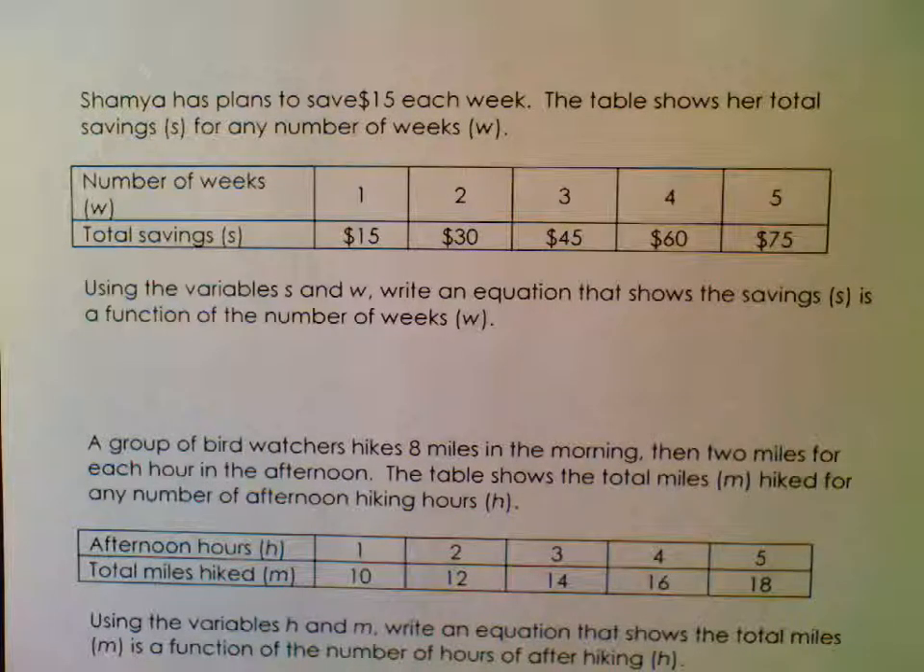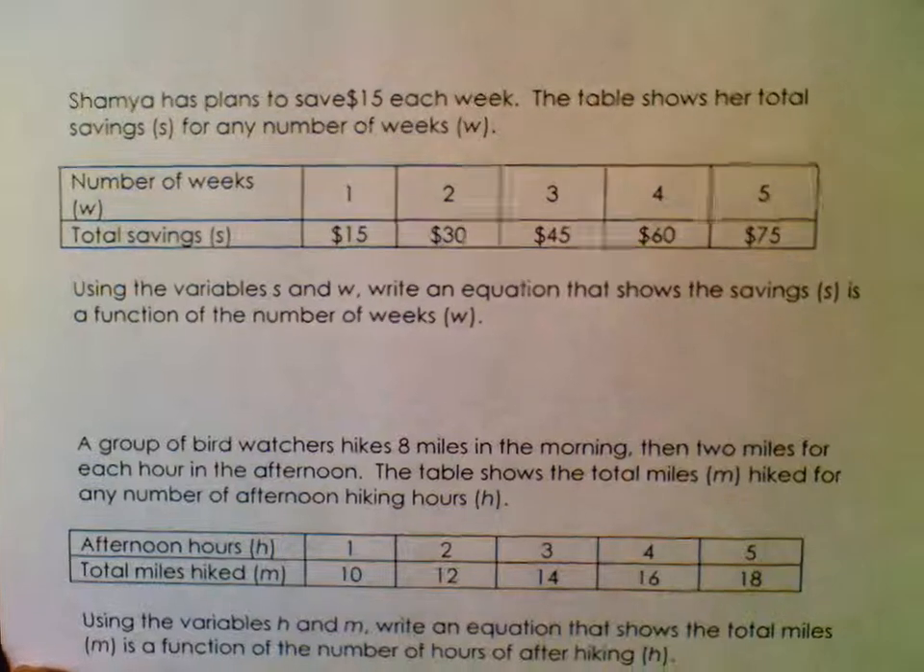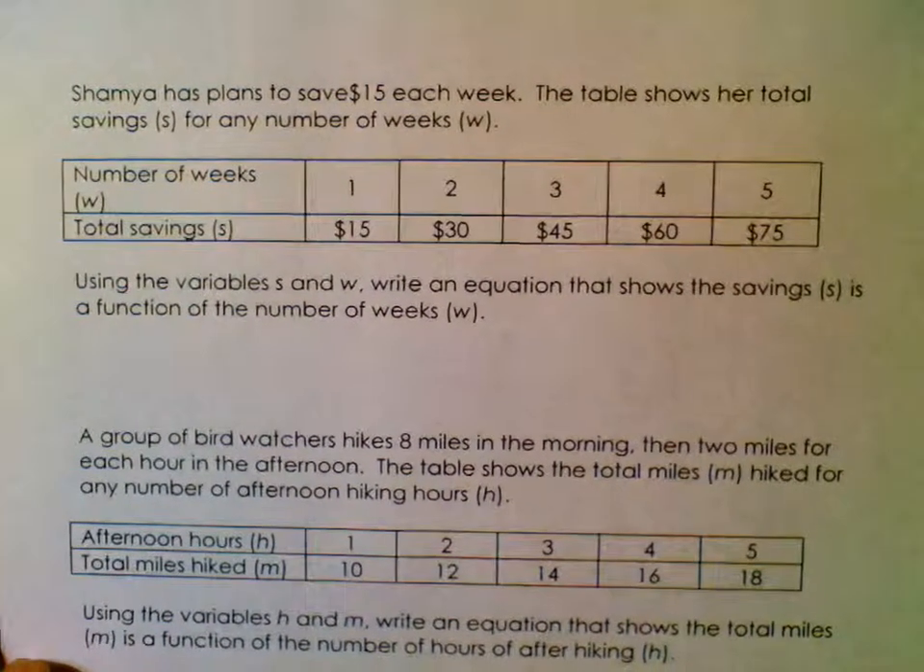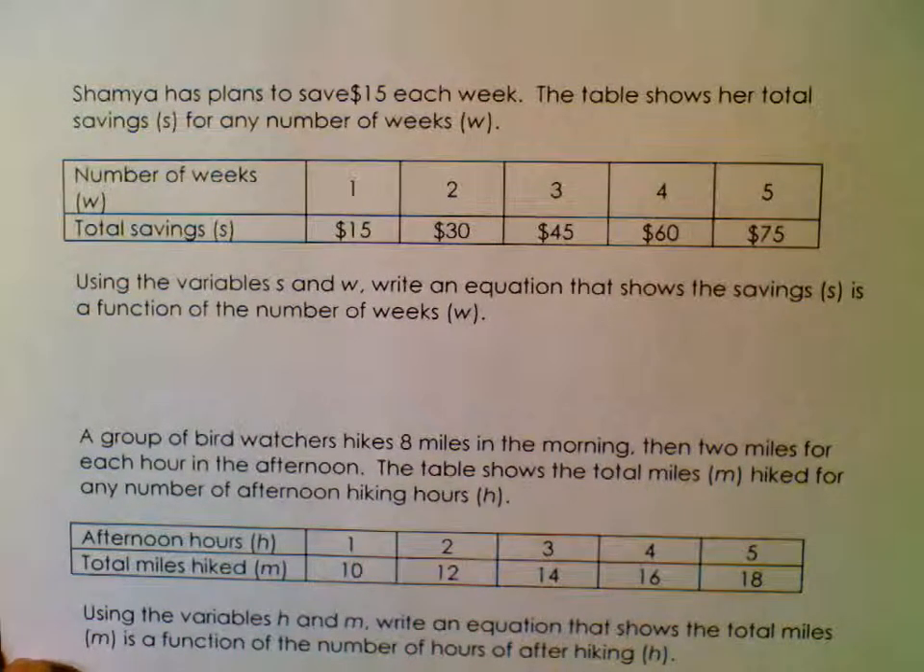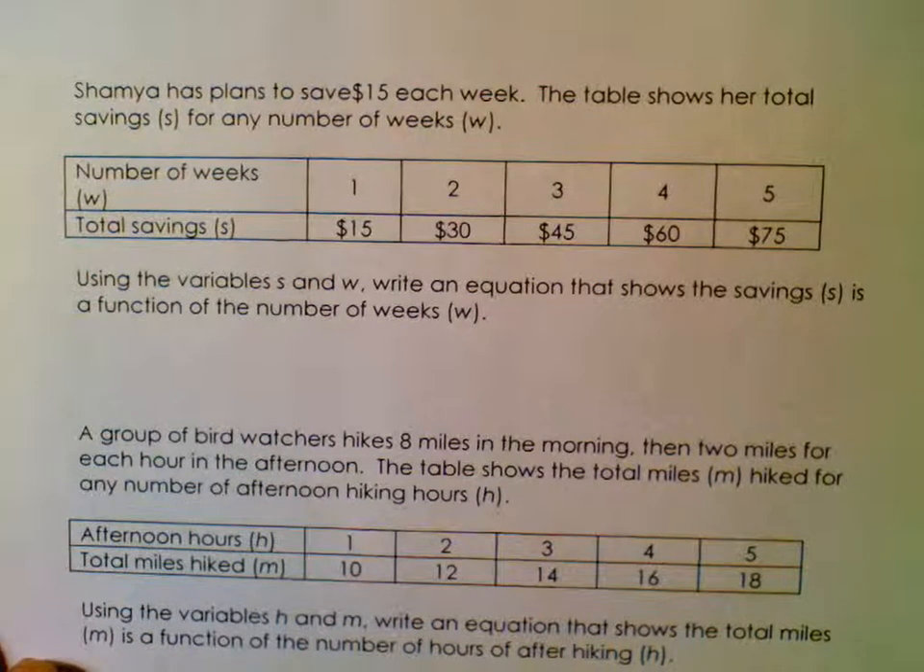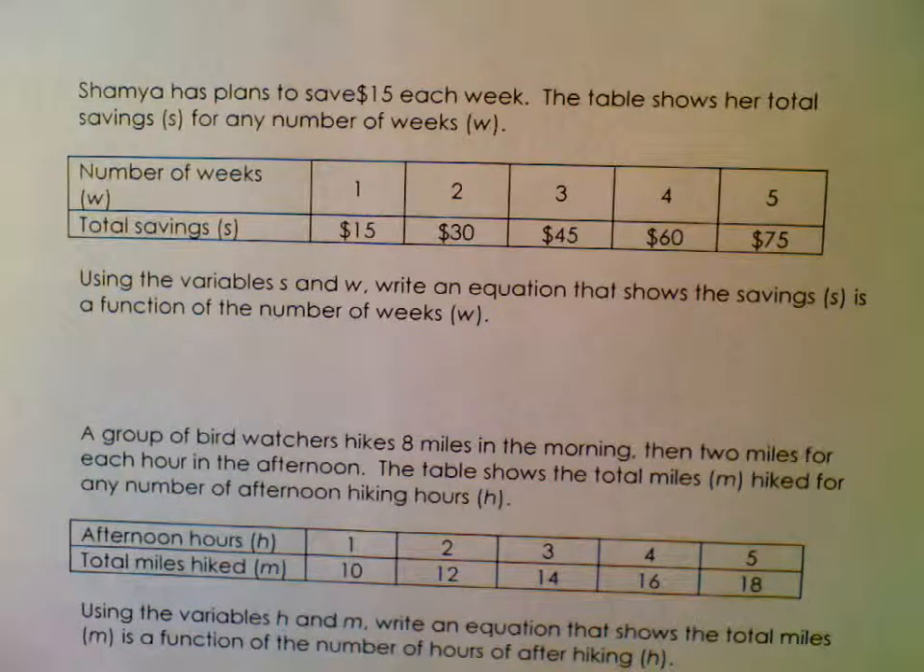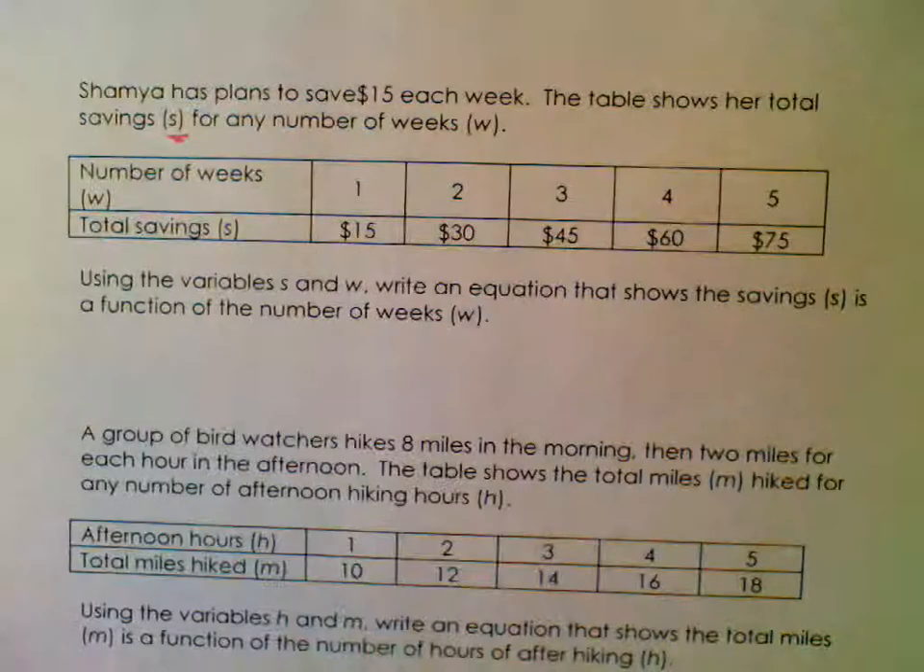Video number 3 for lesson 8.5. We're going to start off with a story problem here. Shemaya has plans to save $15 each week. The table shows her total savings, S. Okay, so this is the variable we're working with.